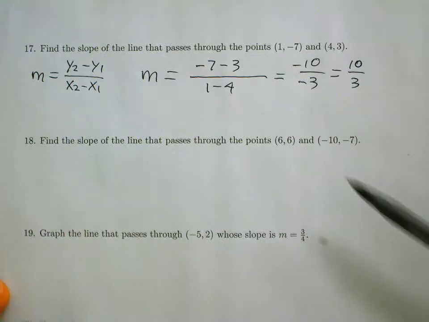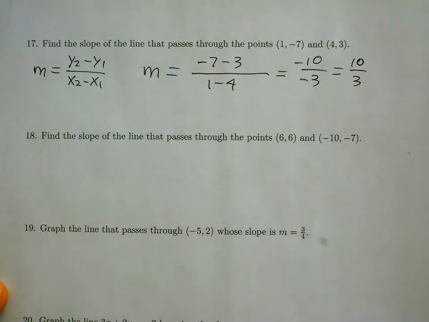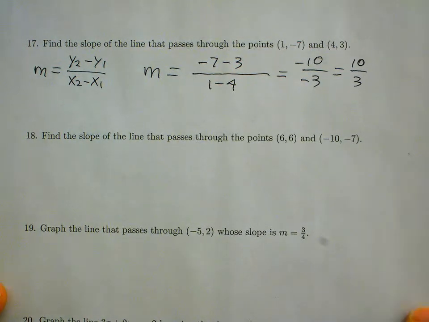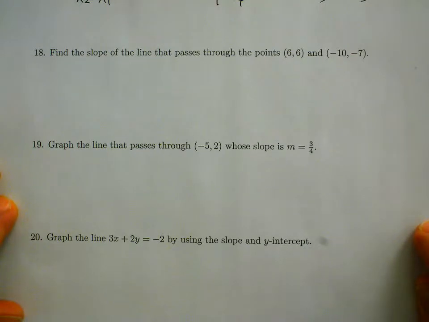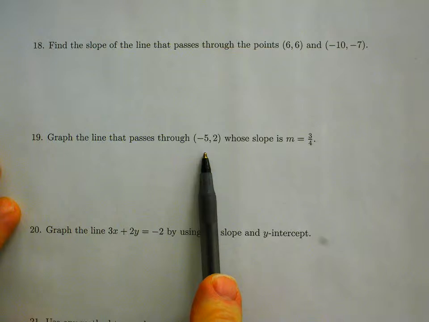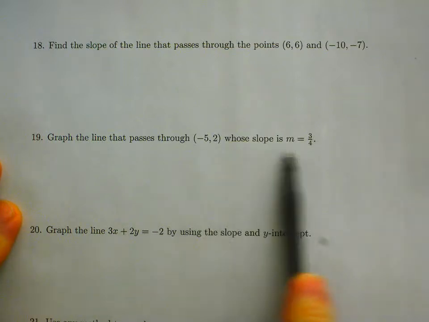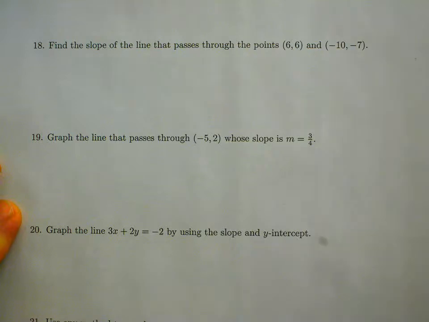Number 18 is the same kind of problem as number 17. So let's move on to number 19. This will be the last problem for today. Graph the line that passes through (-5, 2), and whose slope is m equals 3/4.